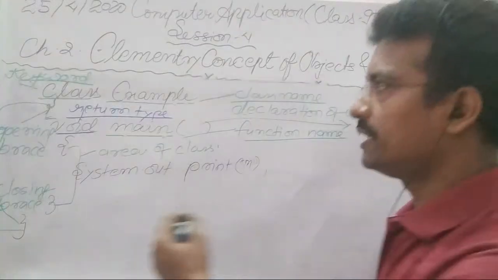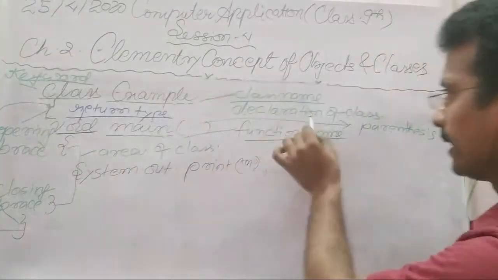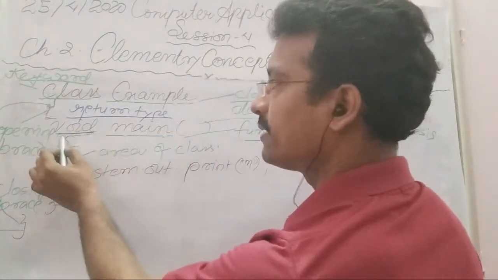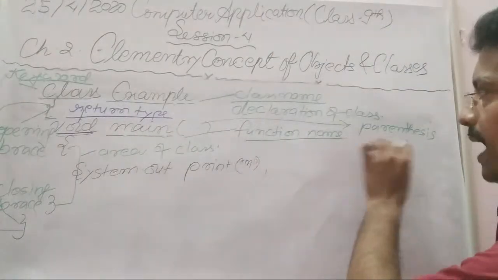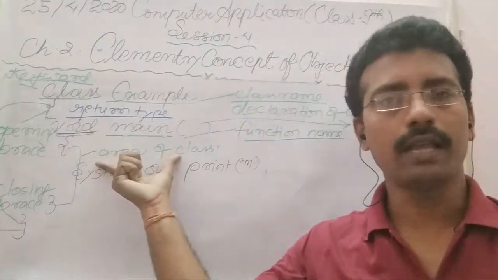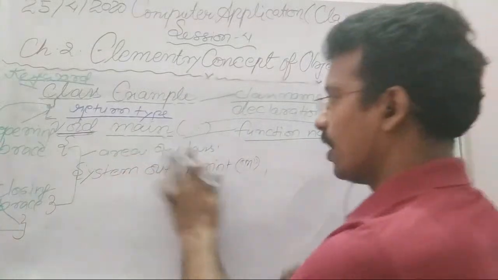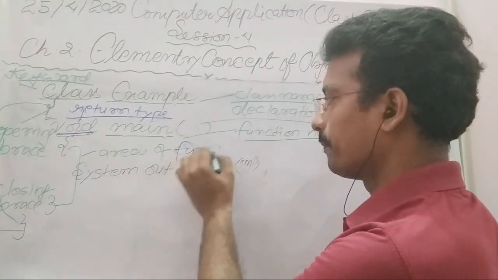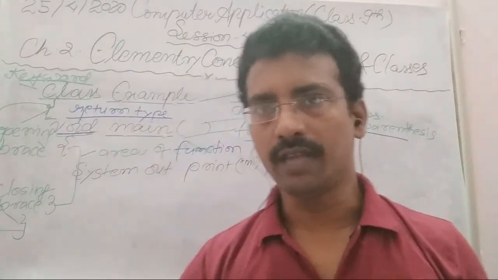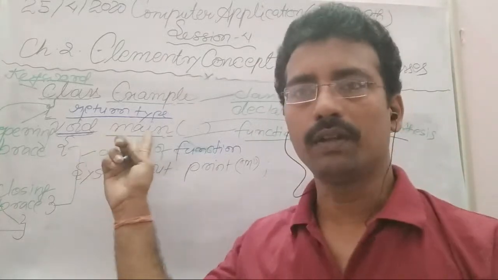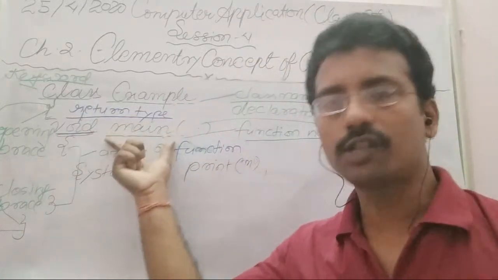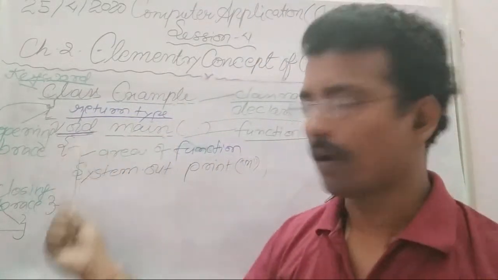Now more details will come. One more time: the keyword class, example is the declaration of the class. Then this is the area of the class. This is the return type; void is the return type. Main is the function name. This is the parenthesis, and this opening and closing brace is called the area of the function. This area of the function will include the statements that will be written for this particular function, inside this block.